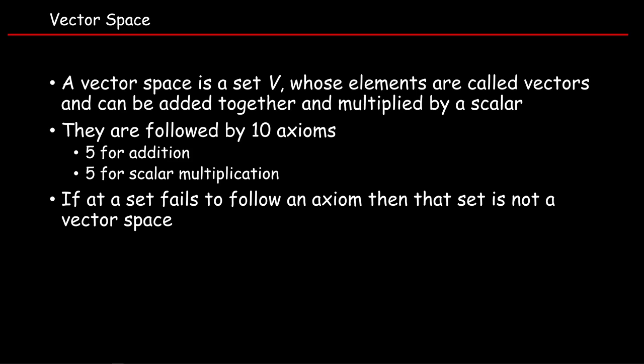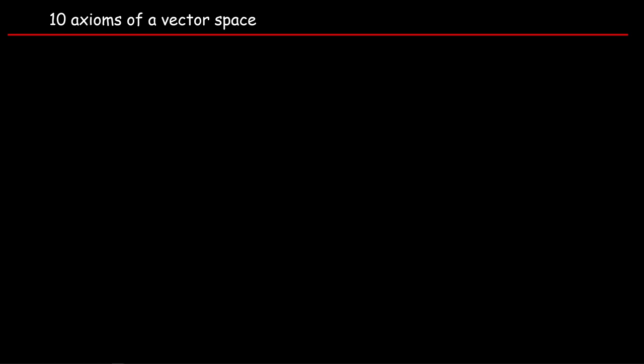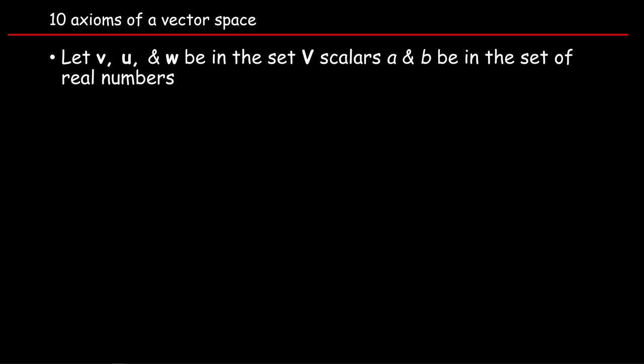So I think this video will mostly cover the 10 axioms of vector spaces. And so let's just get right into it. Before we talk about the 10 of them, let's set the proper definitions and what we're going to be working with. So we're going to let v, u, and w be in the set V, and scalars a and b be in the set of real numbers. What that basically means is that v, u, and w are vectors, and a and b are real numbers.